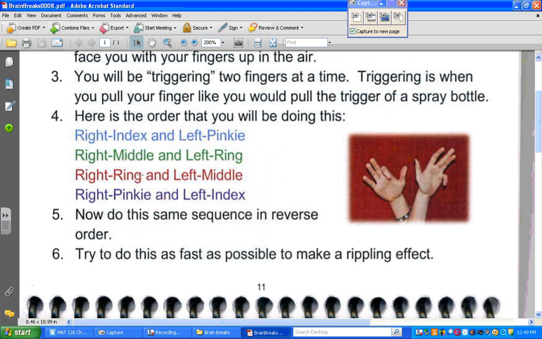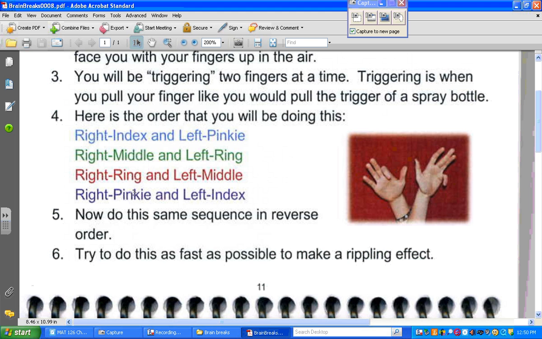Right ring and left middle. Right ring. Nice job, left middle. Right pinky and left index. I can't do. Now, same sequence in reverse order. Ready? Right pinky, left index.